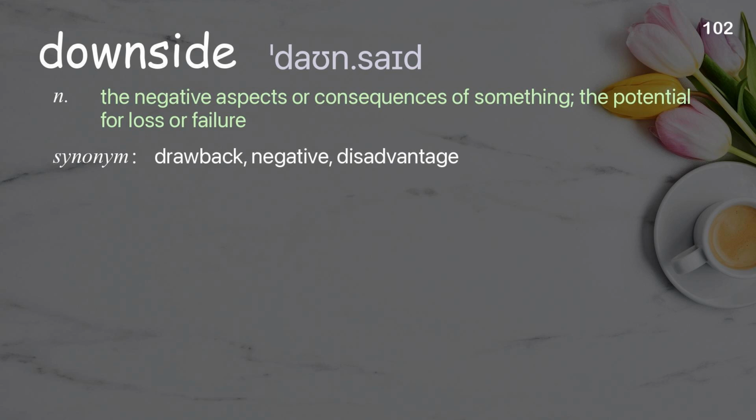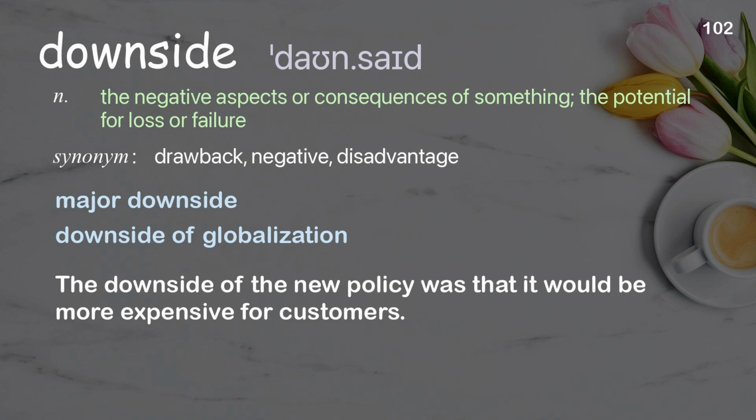Downside. The negative aspects or consequences of something, the potential for loss or failure. Examples: Major downside. Downside of globalization. The downside of the new policy was that it would be more expensive for customers.